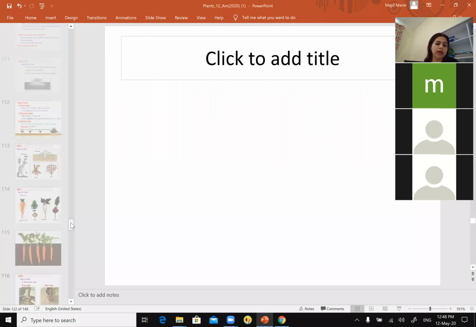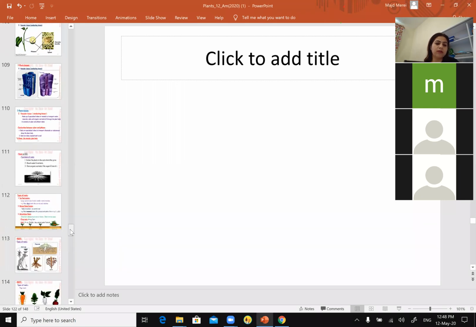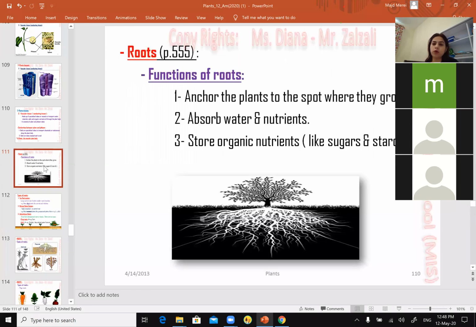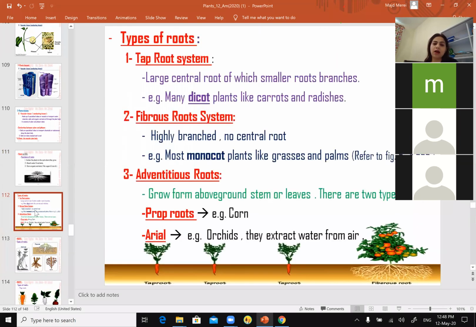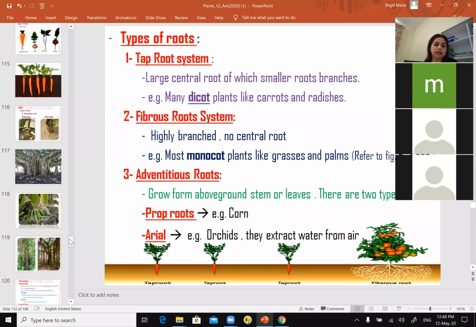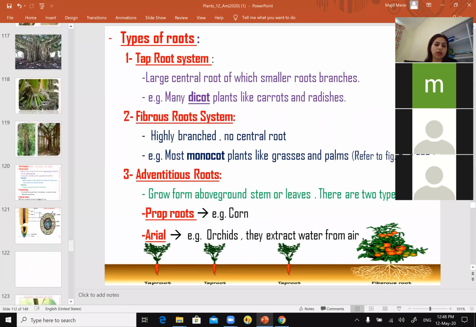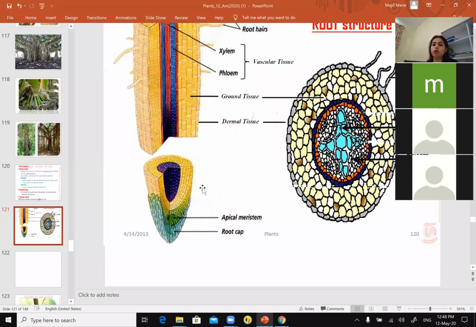Okay, we covered the functions of roots, the types of roots, and the structure of roots within a cross section: to label the dermal tissue, the outermost layer, the gray color here, the yellow color represents the ground tissue, and at the center both xylem and the phloem.